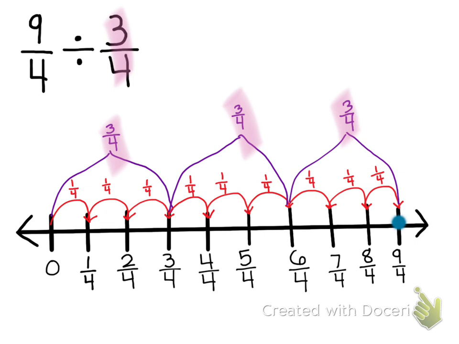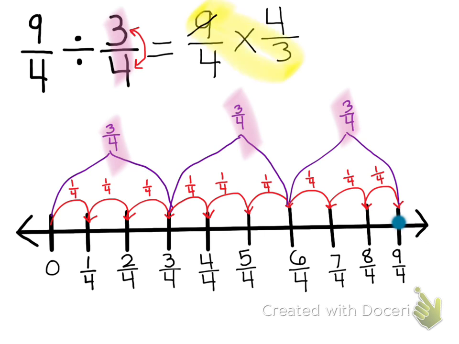Let's check our work now. I'm going to turn this into a multiplication problem. So the first fraction stays the same. We change division to multiplication. When we do that, we write the reciprocal of the second fraction. So the reciprocal of 3/4 is 4/3. And I'm going to cross multiply.